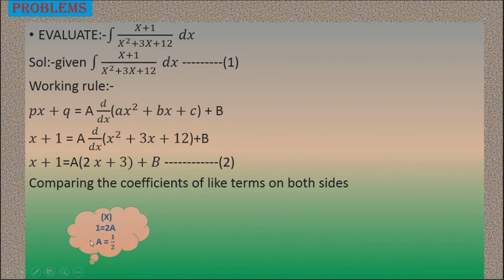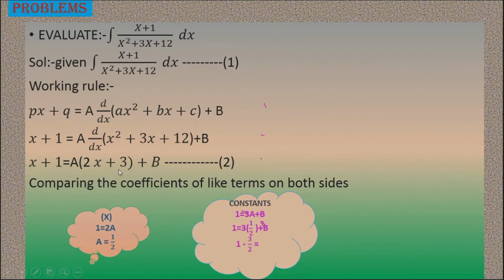Now comparing the constants on both sides. On the left side the constant is 1, and on the right side we have two constants, one is 3 and one more is B. Here 3 is multiplying with A, so it becomes 3A, and the constant B, so plus B. So 1 is equal to 3A plus B. Now apply the value of A in this equation. So 1 is equal to 3 into 1 by 2 plus B. So it becomes 1 minus 3 by 2 is equal to B.